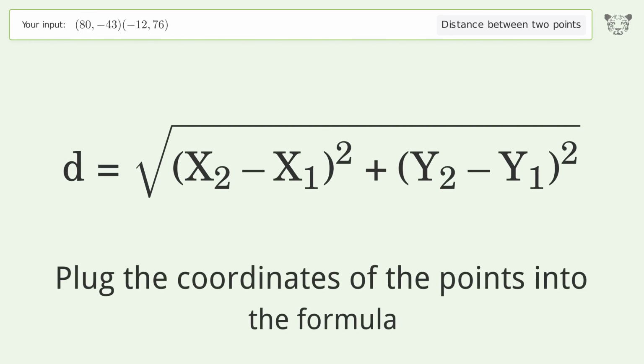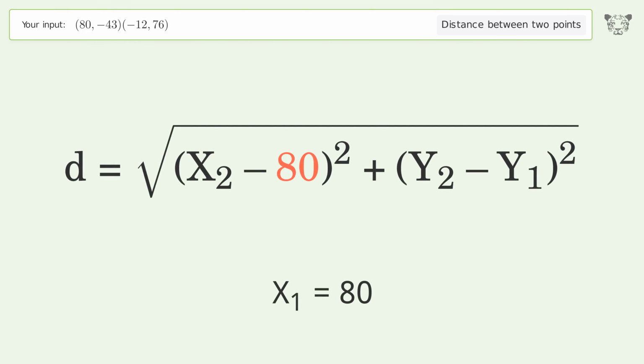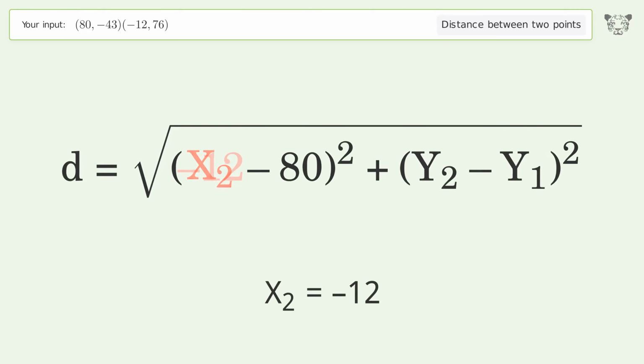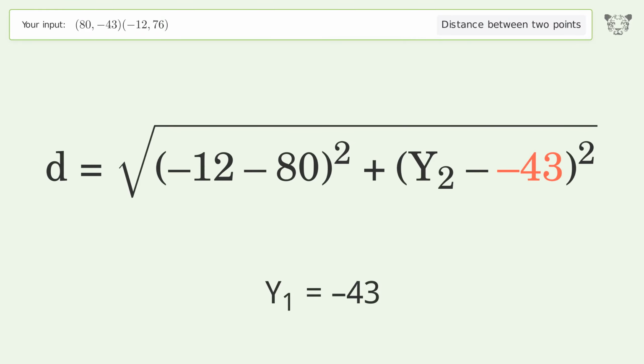Plug the coordinates of the points into the formula. x1 equals 80. x2 equals negative 12. y1 equals negative 43. y2 equals 76.